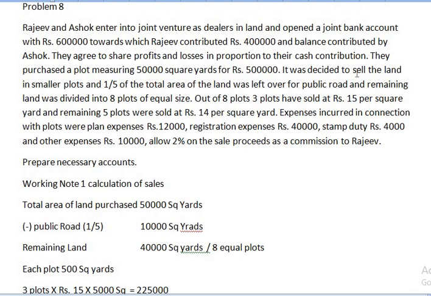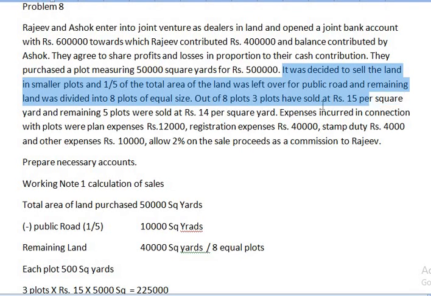Now come to the next transaction. It was decided to sell the land in smaller plots. 1/5 of the total area of the land was left over for a public road, and the remaining land was divided into 8 plots of equal size. Out of 8 plots, 3 plots are sold at rupees 15 per square yard, and the remaining 5 plots were sold at rupees 14 per square yard. This information relates to sales. In this problem, the amount of sales is not given directly, so we need to calculate it using this information.